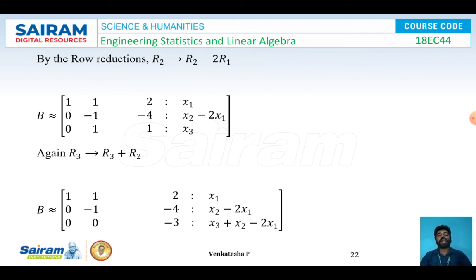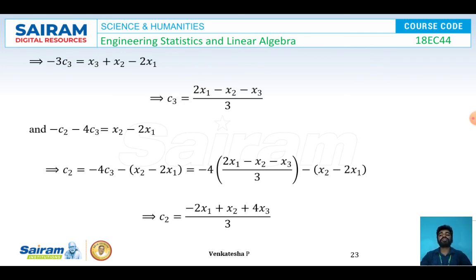The first operation is R2 implies R2 minus 2R1. So I got B is equal to [1, 1, 2 | x1], [0, -1, -4 | x2 minus 2x1], [0, 1, 1 | x3]. The next operation is R3 implies R3 plus R2. So I got B matrix as [1, 1, 2 | x1], [0, -1, -4 | x2 minus 2x1], [0, 0, -3 | x3 plus x2 minus 2x1]. Now I'm going to make three equations to find the scalars c1, c2, c3. From the last row I got minus 3c3 is equal to x3 plus x2 minus 2x1, so c3 is equal to (2x1 minus x2 minus x3) by 3.